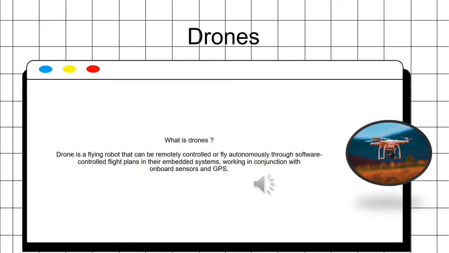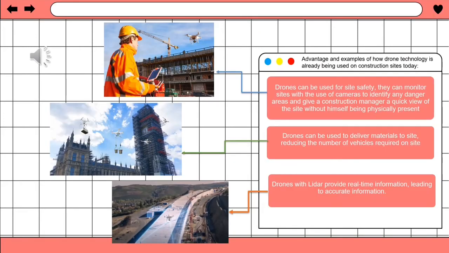A drone is a flying robot that can be remotely controlled or fly autonomously through software-controlled flight plans in its embedded system, working in conjunction with onboard sensors and GPS. Here are advantages and examples of how drone technology is already being used on construction sites today.